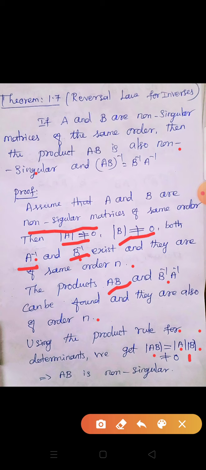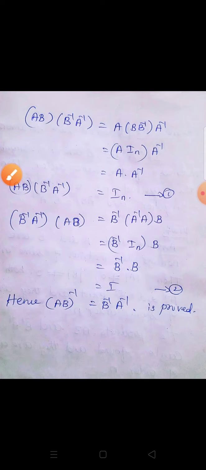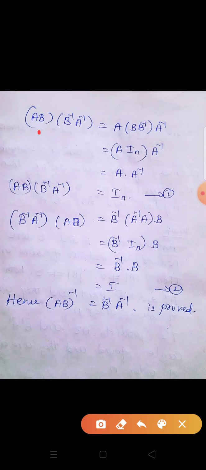Product of two non-zero elements is not equal to 0. Hence AB is non-singular. Now we have proved that AB is non-singular. Next we are going to prove AB and B inverse A inverse.